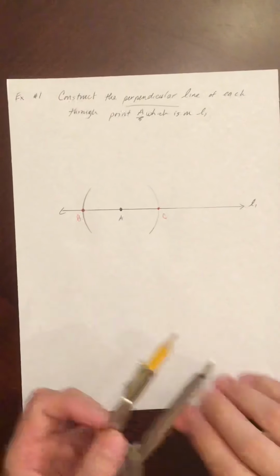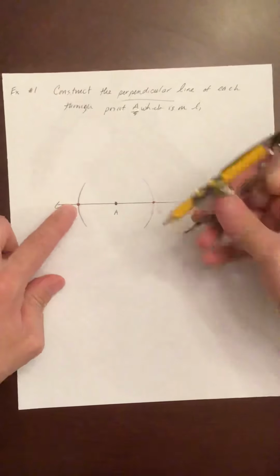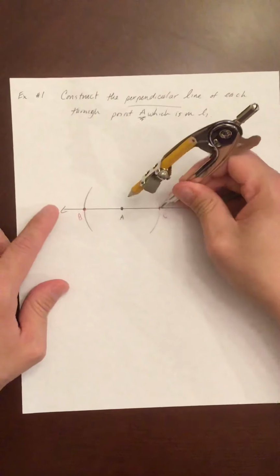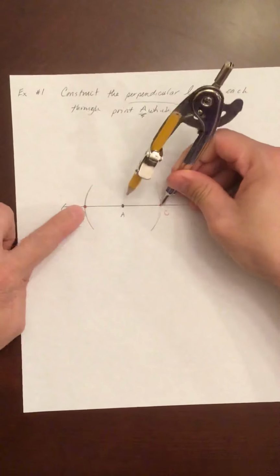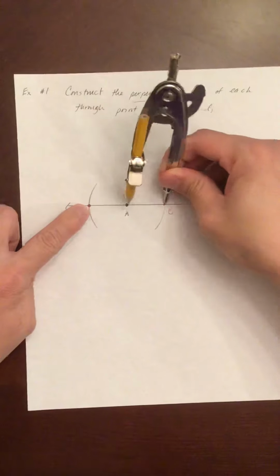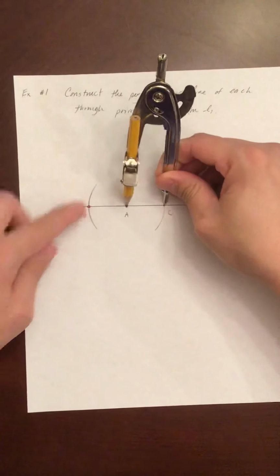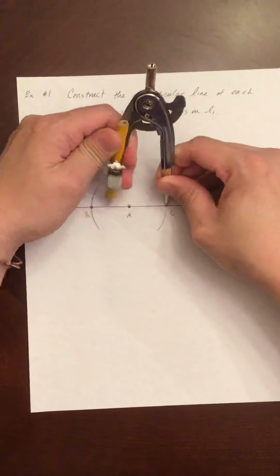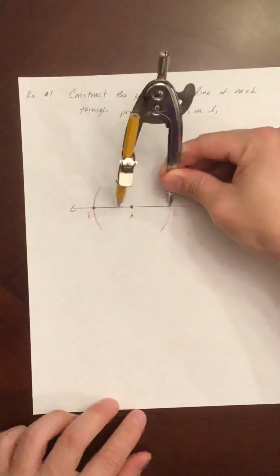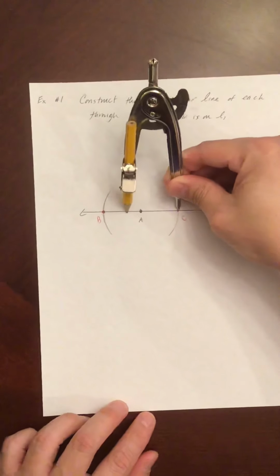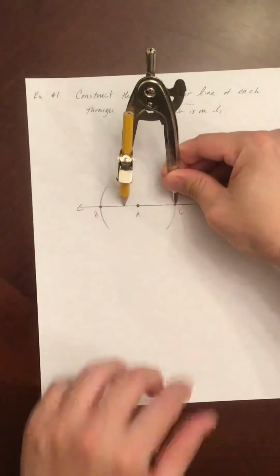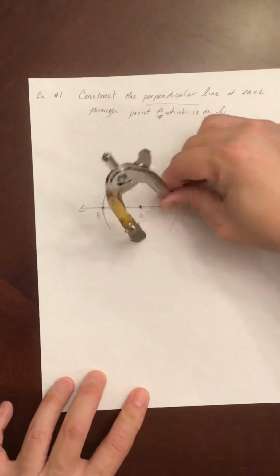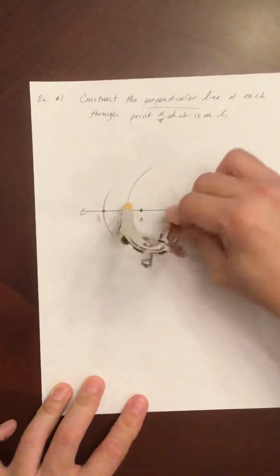To bisect BC, I'm going to put the sharp point on C. Remember, to bisect the distance from B to C, I have to go more than halfway. You know point A is already halfway, so I just need to make sure I'm past point A. So I put the sharp point on C and go more than halfway, past point A. I'm going to draw half a circle, okay?